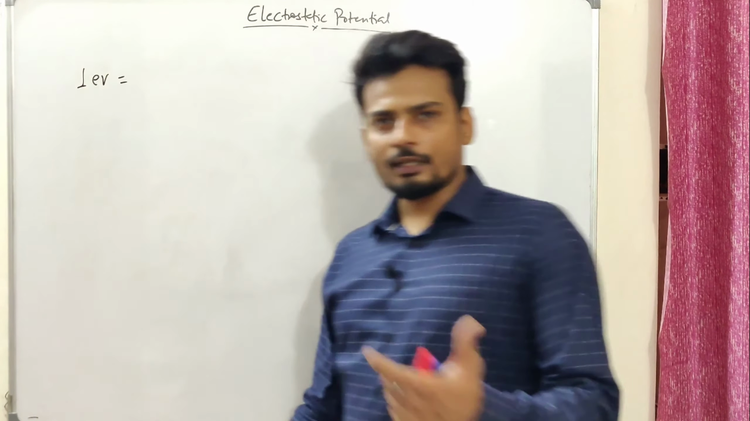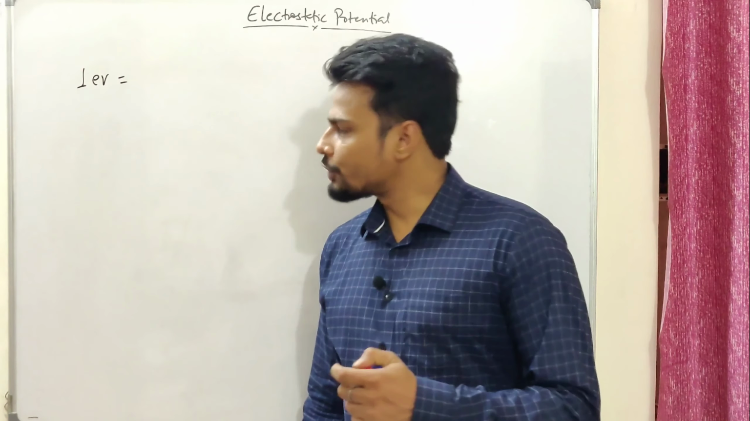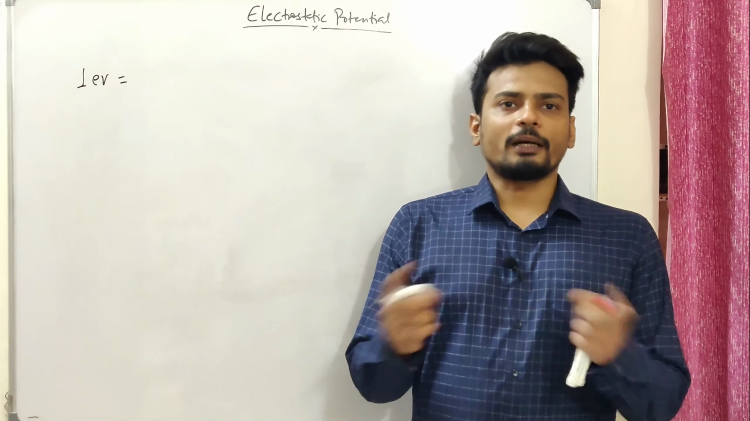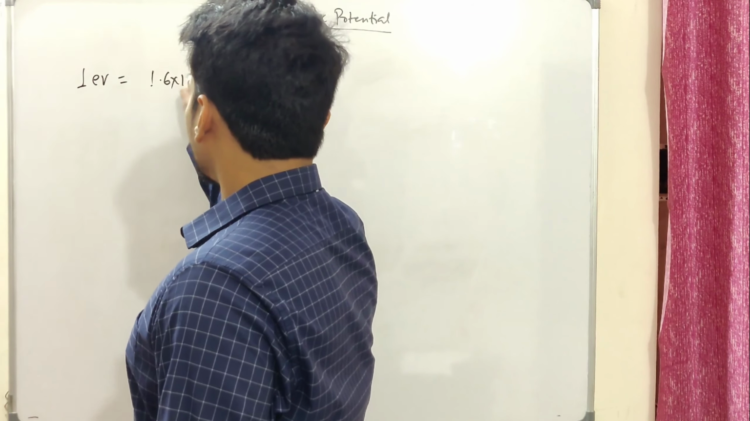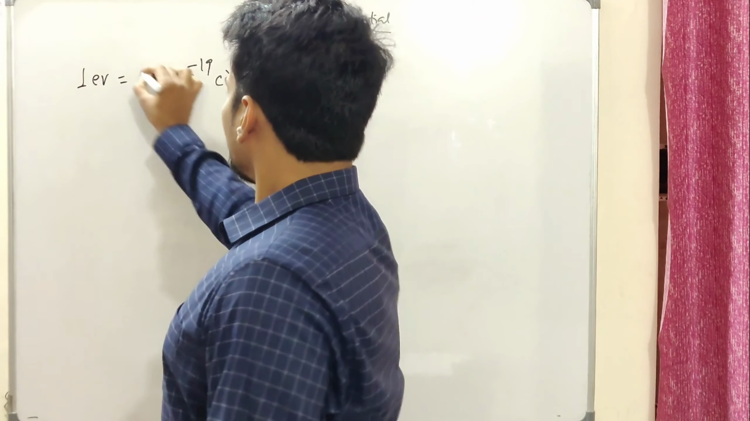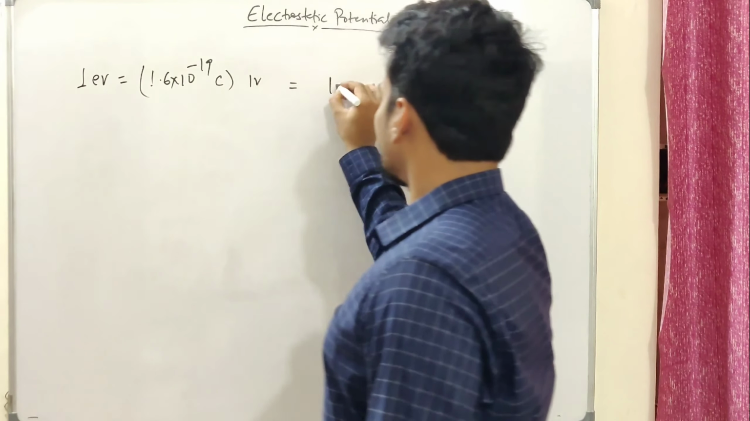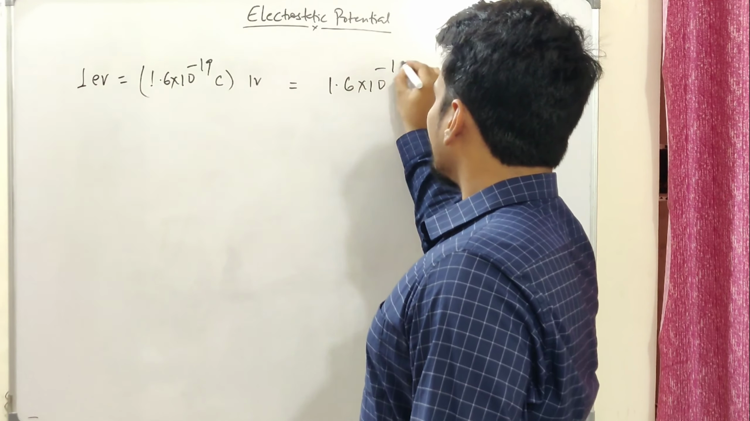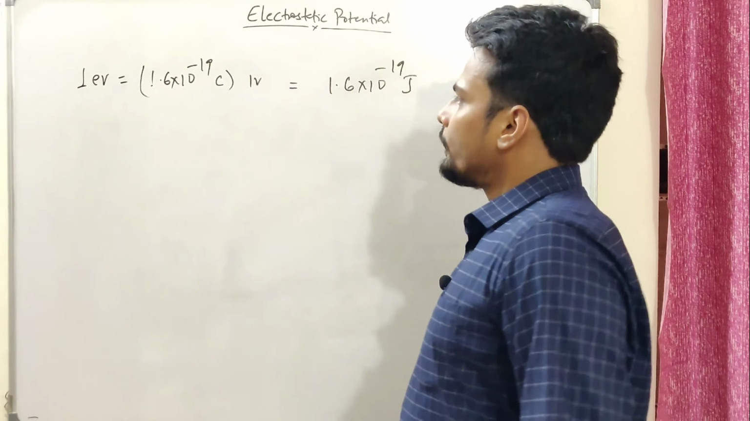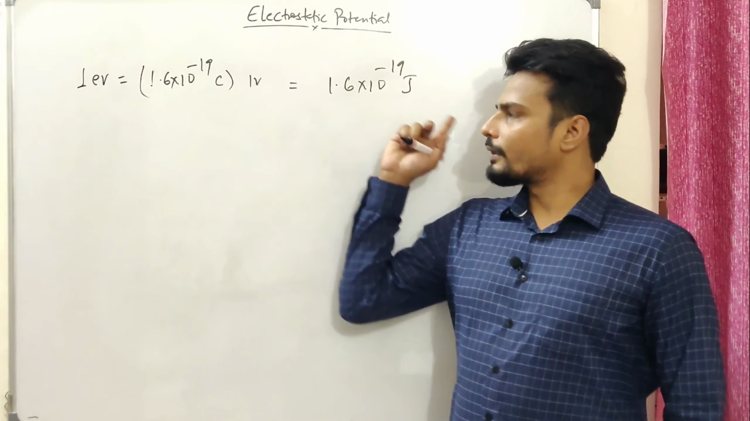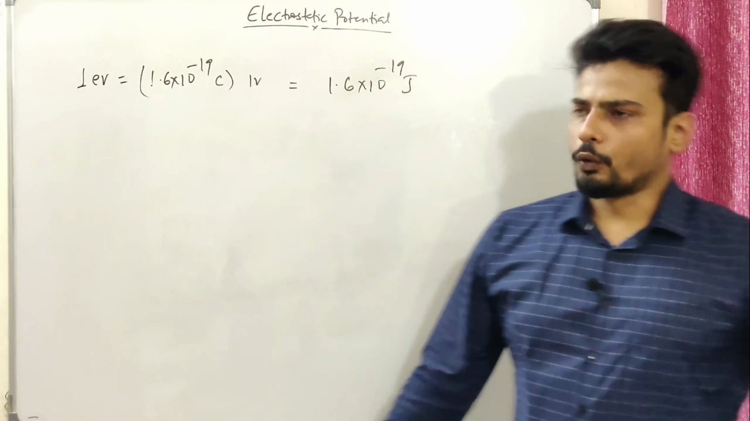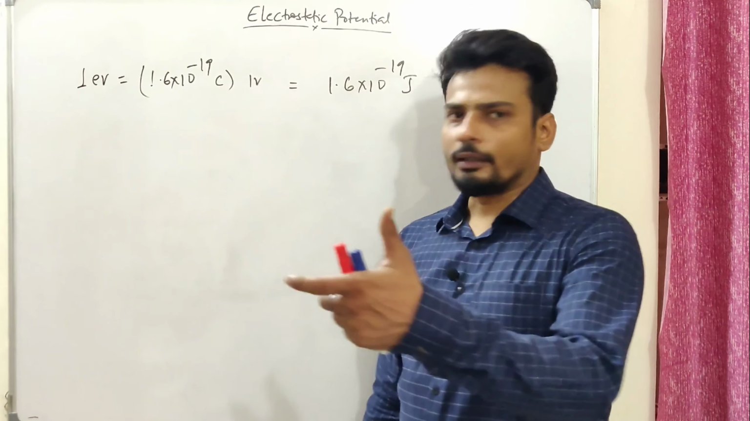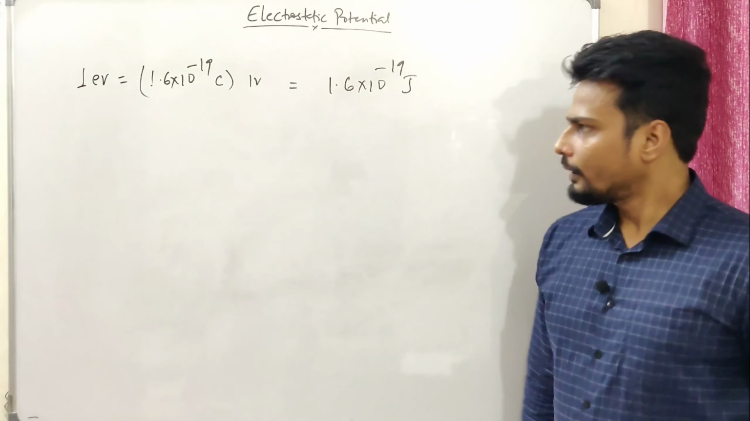So this is the energy acquired by electron charge when it is accelerated by a potential of 1 volt. So this is nothing but 1.6 times 10 to the power of minus 19 coulomb times 1 volt. So this is going to be 1.6 into 10 to the power of minus 19 joule. So when an electron charge is accelerated by 1 volt, it actually acquires some energy, and that energy is given as 1 electron volt.